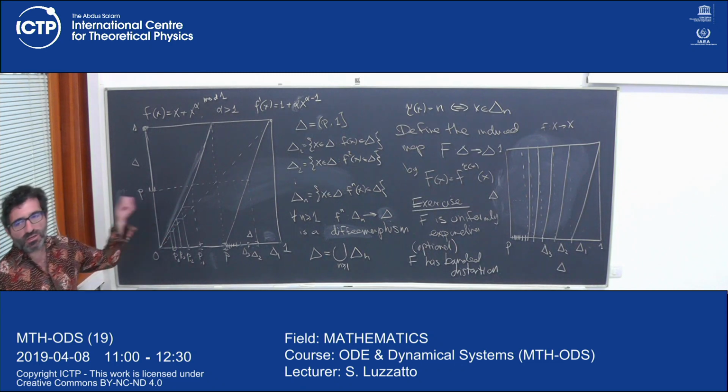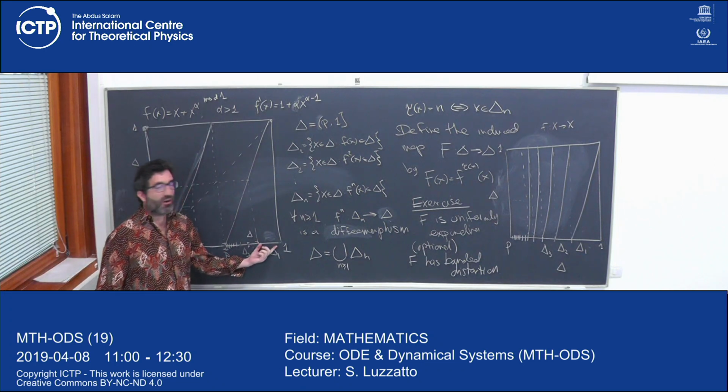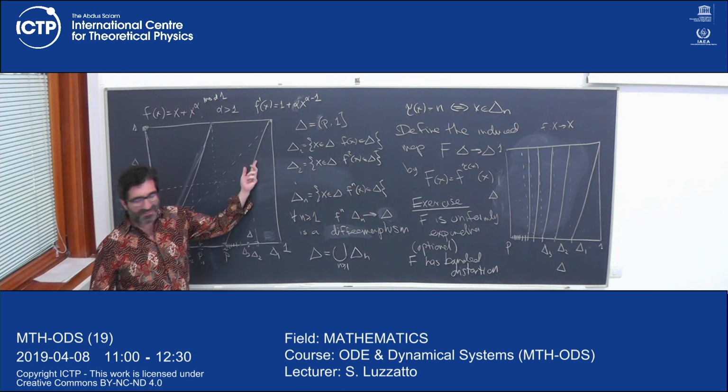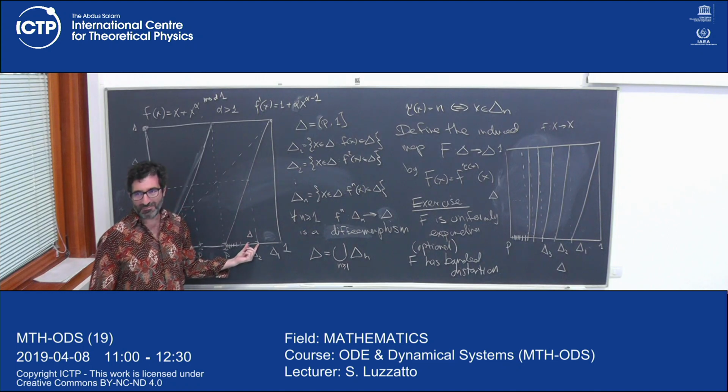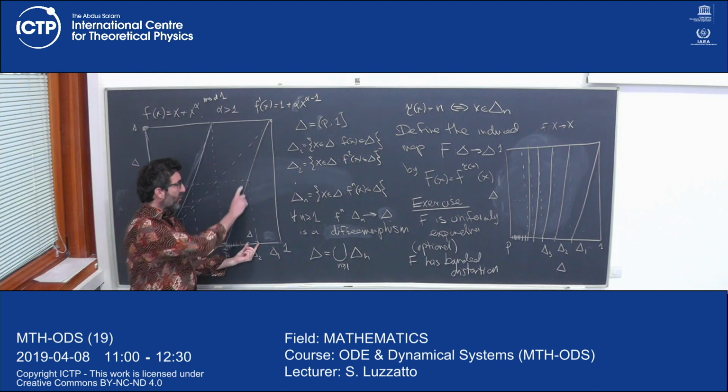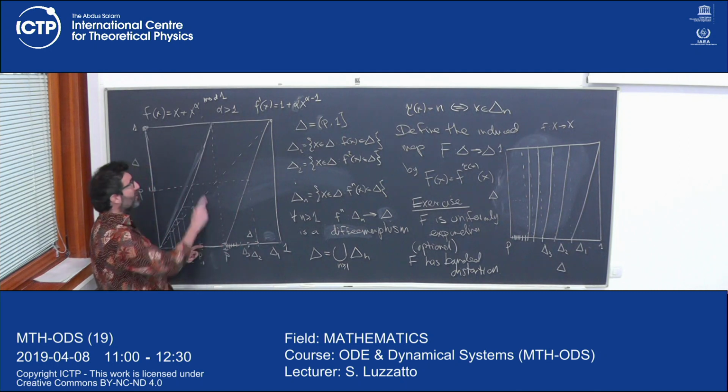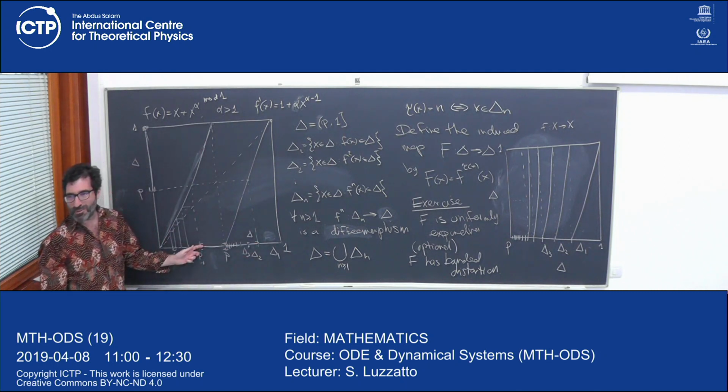For the uniform expansion, you can give a very simple heuristic argument. Why do you think it has uniform expansion? Why is the derivative bigger than 1 always? On delta 1, it's obvious that it's uniformly expanding. Why is it uniformly expanding on delta 2? Because also here the derivative is bigger than 1, and this maps to here where the derivative is also bigger than 1, and so it's the product of two numbers that are bigger than 1.